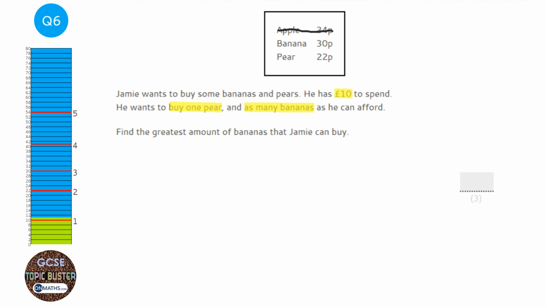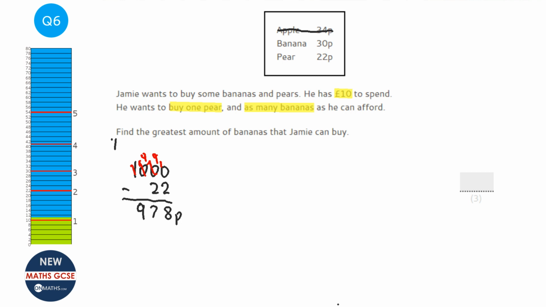And I want to first of all work out how much he's got to spend on the bananas. So we're going to do the £10, which we're going to do as 1,000 pence, and we're going to take away the 22 pence for the pear. Okay, so I need to nick one off that, nick one off that, then nick one off that. So we're first of all going to do 10 take away 2, which is 8, then 9 take away 2, which is 7, and then 9 take away nothing, which is 9. So he's got 978 pence to spend on bananas, and I'll probably write that down, to spend on bananas.